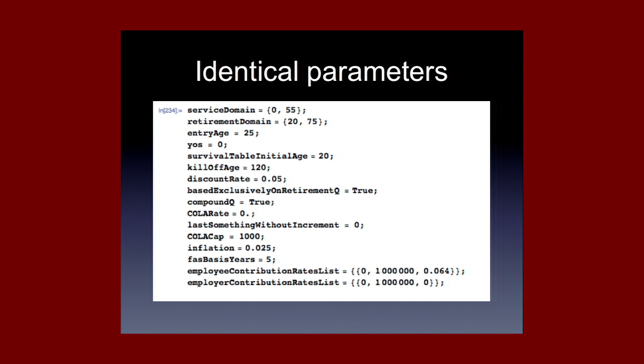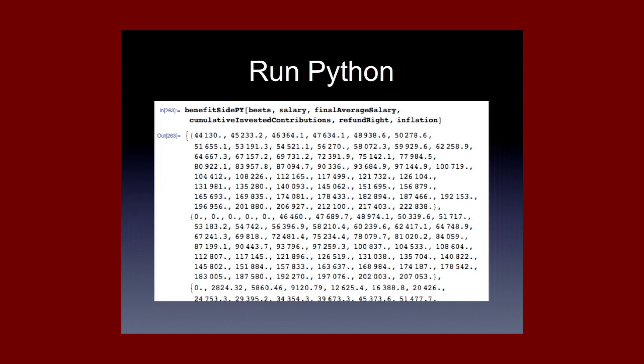And what this allowed us to do was to take identical parameters for both the Mathematica code and the Python code and run them together. Here are just a few of the parameters that we used to set up that benefit side computation. Then, to run the Python code, it's as simple as calling the benefit side py function with all those input variables, and you see we get back very complex data structures.